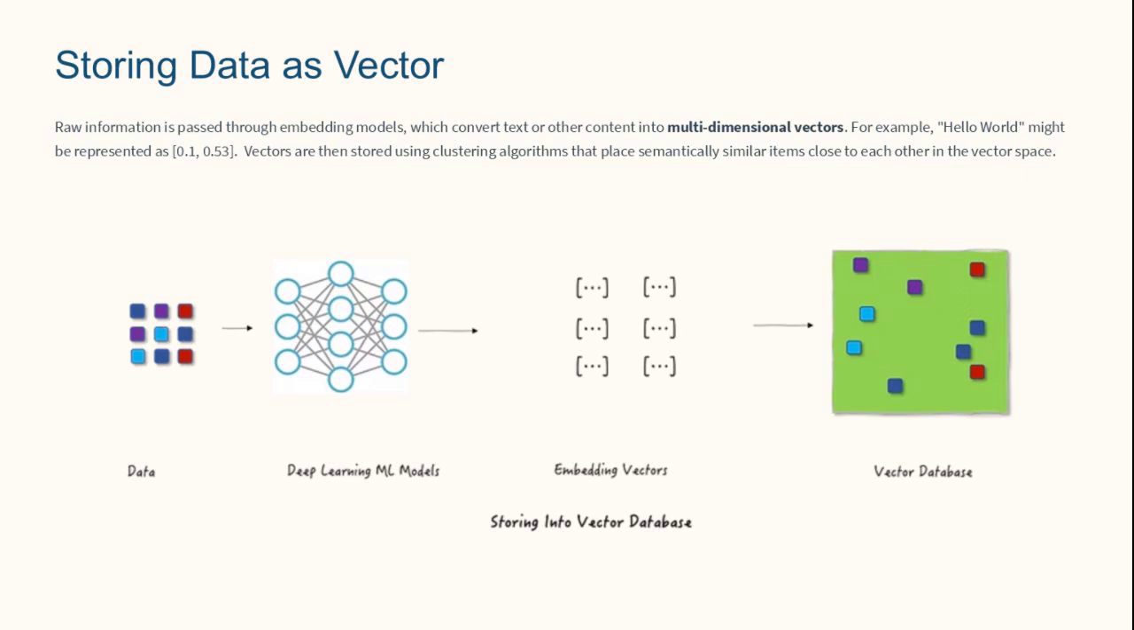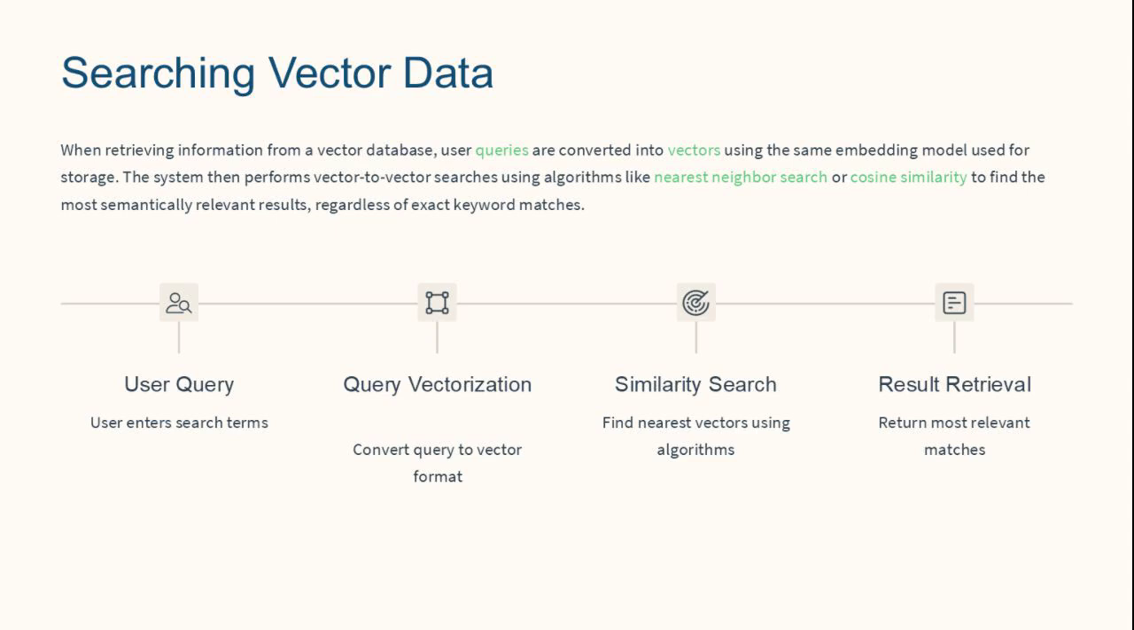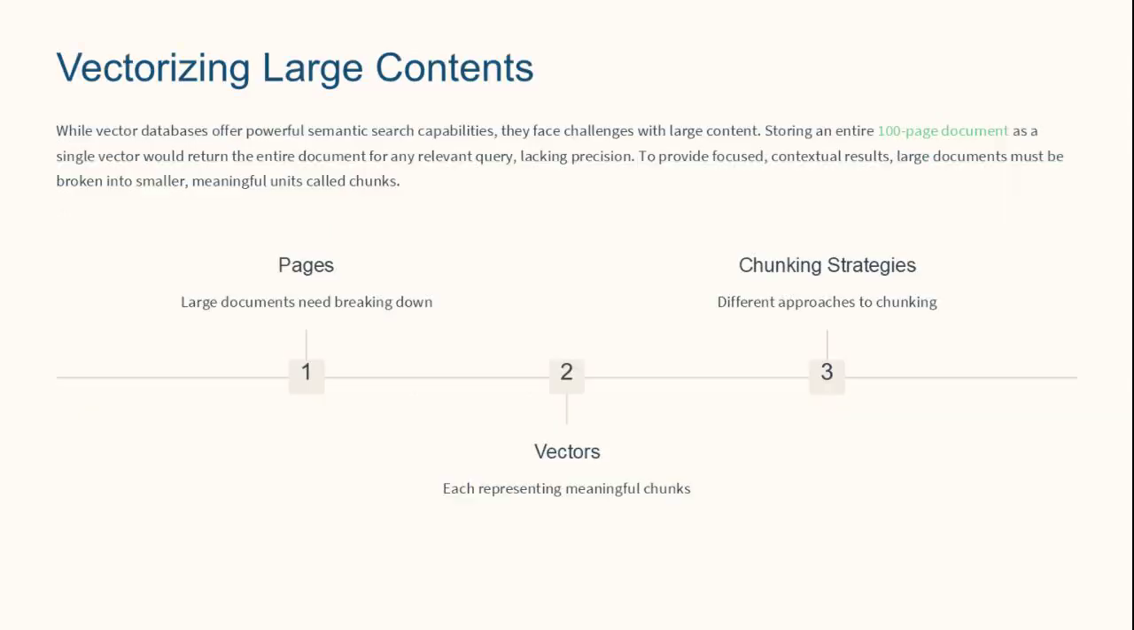When it comes to retrieving information from a vector database, user queries are converted into vectors using the same embedding model used for storage. The system then performs vector-to-vector searches using algorithms like nearest neighbor search or cosine similarity to find the most semantically relevant results, regardless of exact keyword matches.